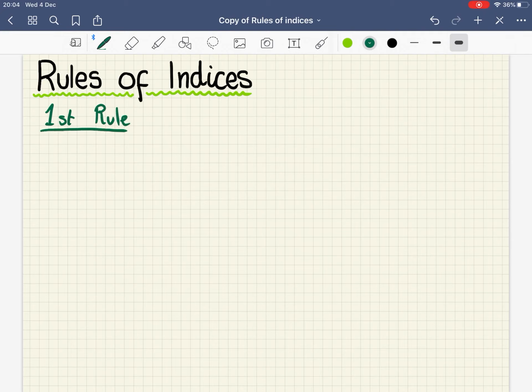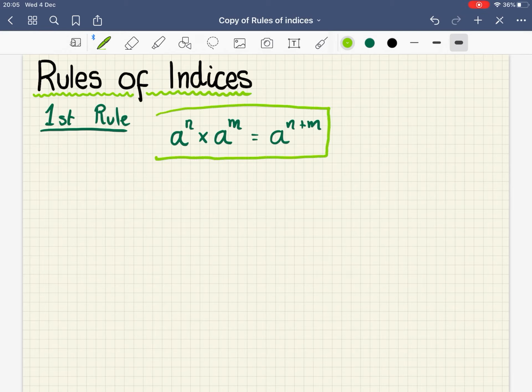And our first rule is that when I have something with a power multiplied with the same thing, but with a different power, or it can be the same power, then I just add my powers together. And you need to memorize every single one of these rules. You are not given them. You have to memorize it.